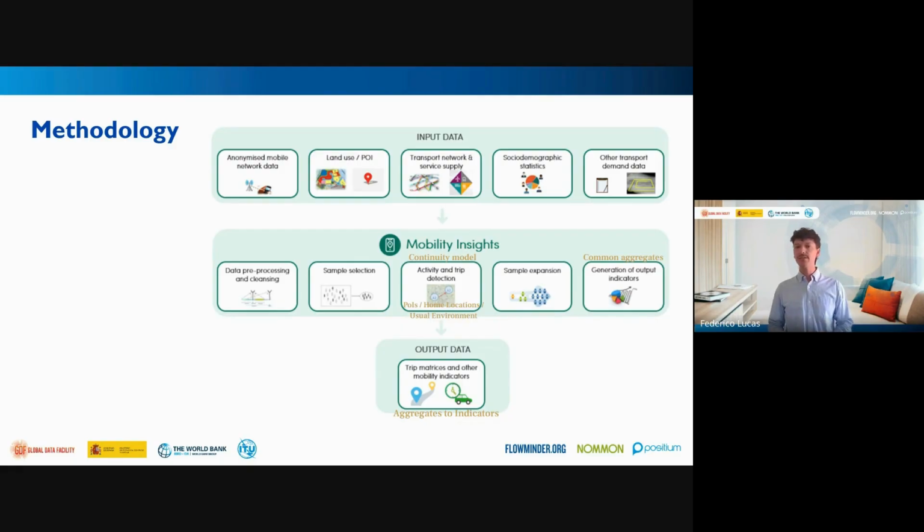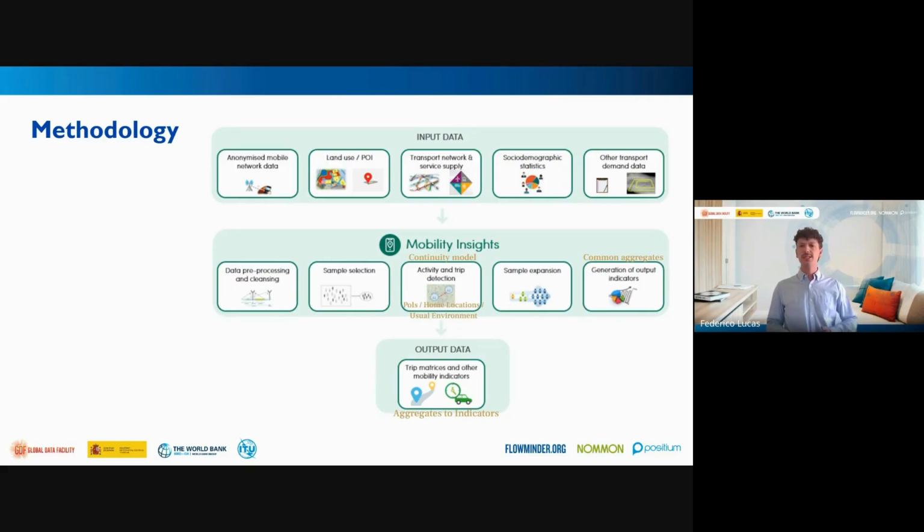At this stage, the place of residence is also identified by analyzing the behavior patterns of users over several weeks or months. The identification of the place of residence is used later in the sample expansion process. We then go into the continuity model. The process of generating travel and activity logs is responsible for transforming cell phone records into mobility information, constituting the core of the technical solution.